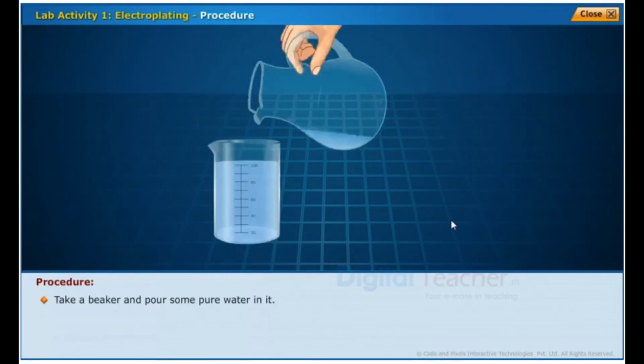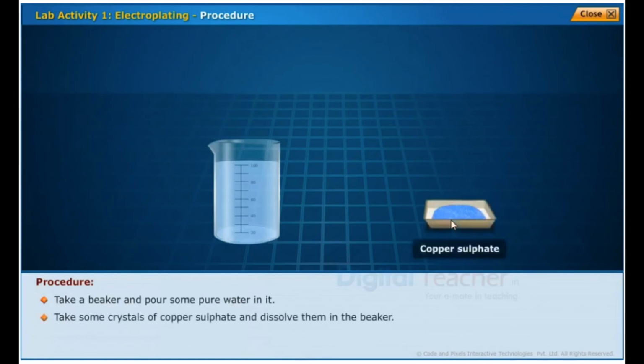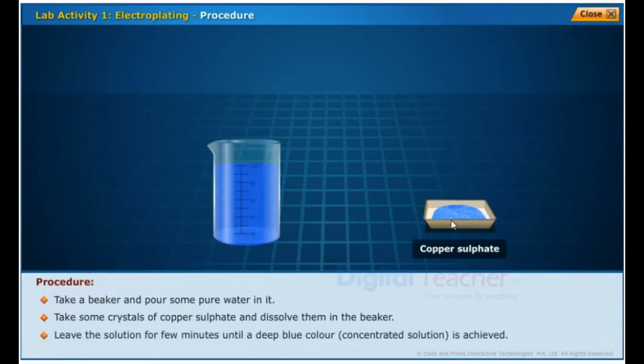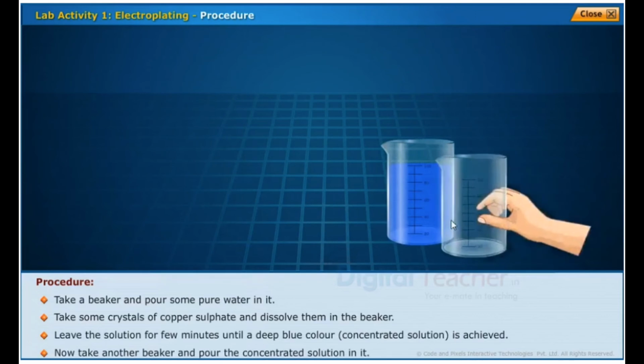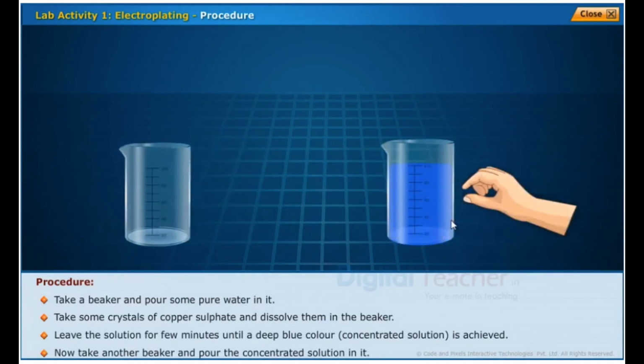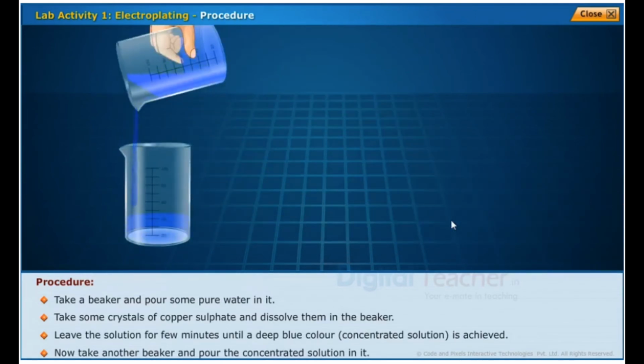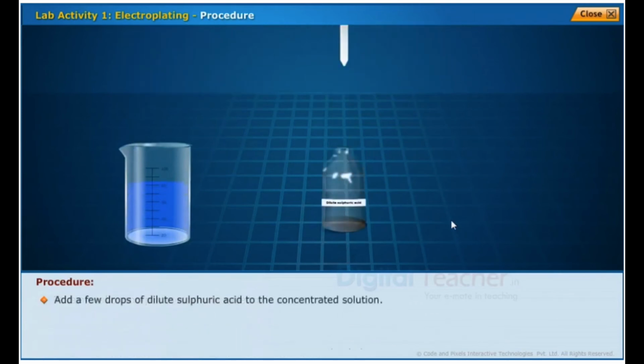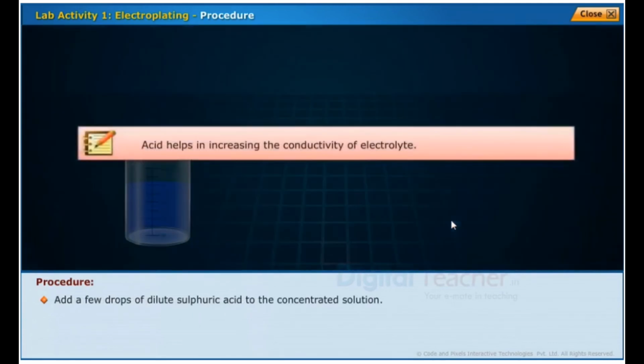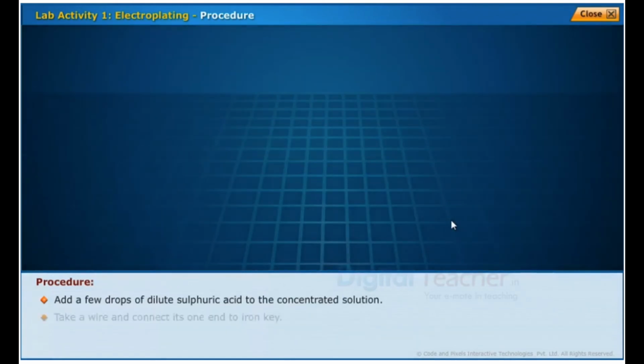Take a beaker and pour some pure water in it. Take some crystals of copper sulfate and dissolve them in the beaker. Leave the solution for a few minutes until a deep blue color, the concentrated solution, is achieved. Now, take another beaker and pour the concentrated solution in it. Add a few drops of dilute sulfuric acid to the concentrated solution. Make a note that acid helps in increasing the conductivity of electrolyte.